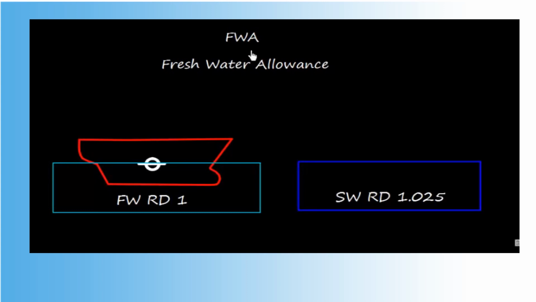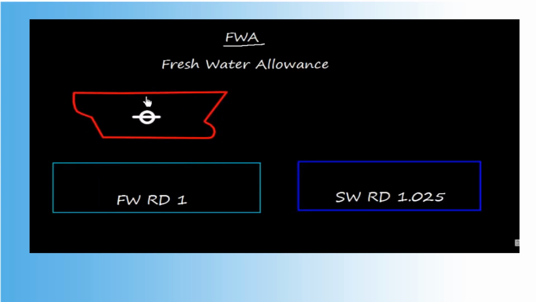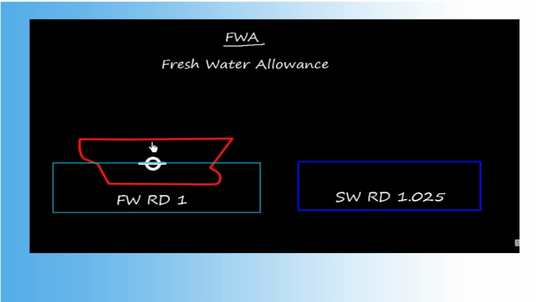In this video, I'm going to discuss freshwater allowance, FWA. To understand freshwater allowance, let us first understand the purpose of the load line. A vessel is loaded up to the required permissible load line to avoid overloading. There are various types of load line, which I am going to discuss later. Suppose the vessel is at the required permissible load line and floating in fresh water like this. However, I shift this vessel to salt water.